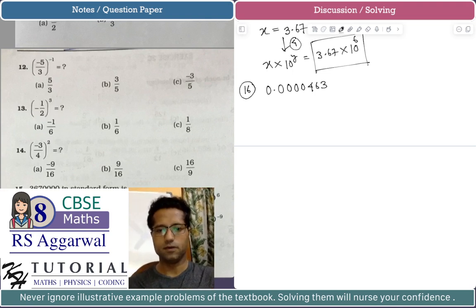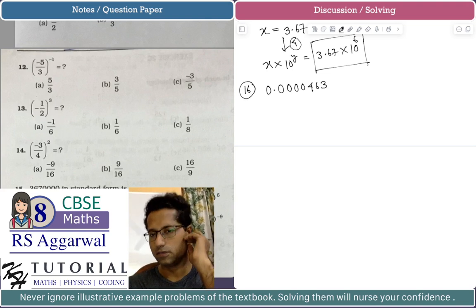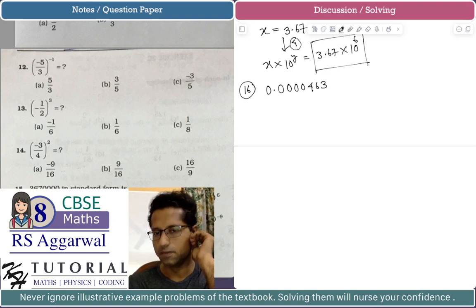If you remember the steps, or if you have not watched the previous theoretical videos on exponents, I highly suggest that you please watch them before solving these problems. Those videos are very useful. They will give you a good understanding of the concepts of exponents and how to apply them to solve the problems. So when we convert a very small decimal number into standard form, what do we do?